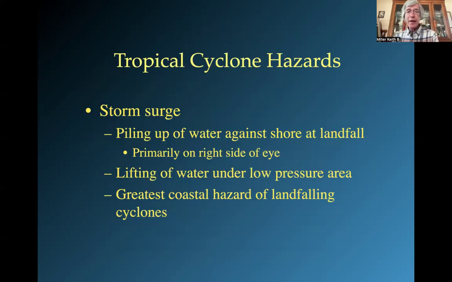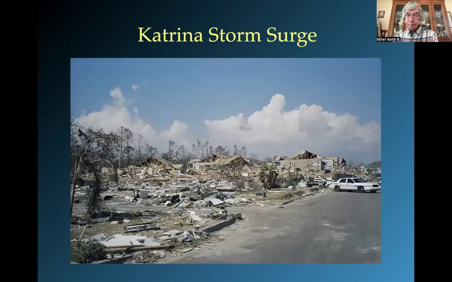And then storm surge. Again, storm surge is the piling up of water against the shore at landfall. And this is primarily on the right side of a landfalling hurricane in the northern hemisphere, because in that case, the wind is blowing toward the shore. And really, storm surge is the greatest hazard of landfalling cyclones. This is from Hurricane Katrina. This damage is not from wind. This is from storm surge.